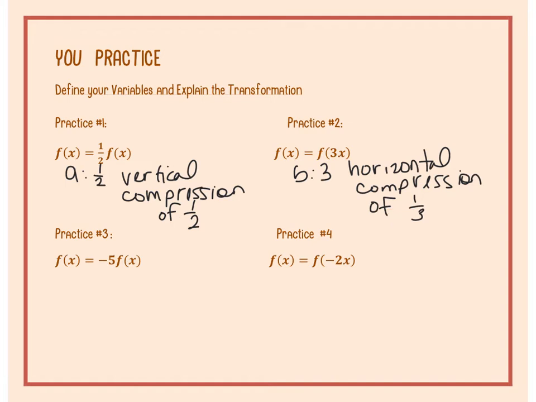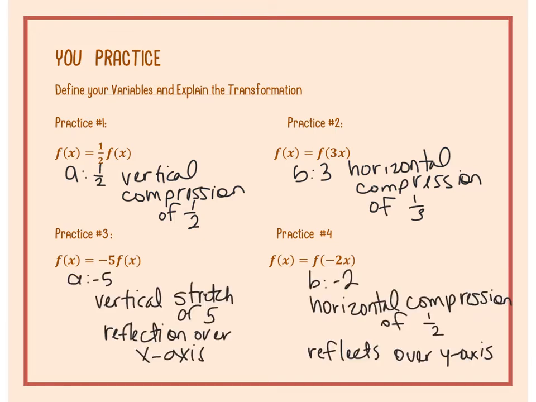Go ahead and pause the video and try number 3 and 4 on your own. So for this first one here, a -5, remember the absolute value is 5, which is a vertical stretch of 5. And because it's a negative, though, it caused a reflection over the x-axis. When B is -2, remember that we take the reciprocal of the absolute value, so it's really a 1/2 horizontal compression. But because B was negative, it caused a reflection over the y-axis.